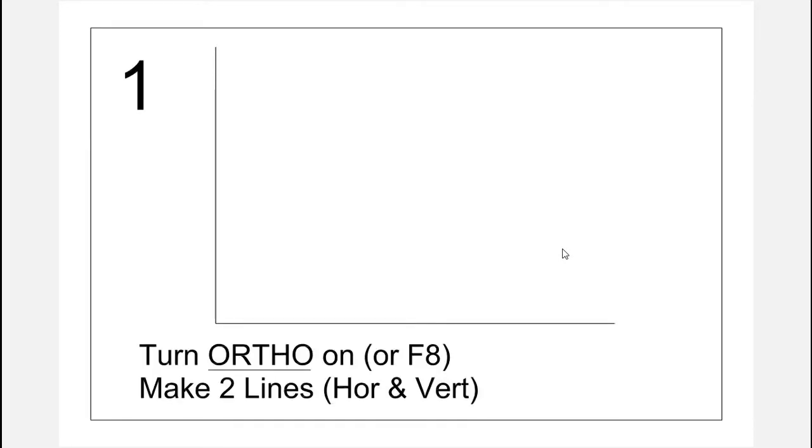First, we make 2 lines, one horizontal, one vertical. We can do that by turning ortho on, or the shortcut would be F8. So we make 2 lines, both horizontal and vertical. We just click here, click, click, and click. It's just 3 clicks.